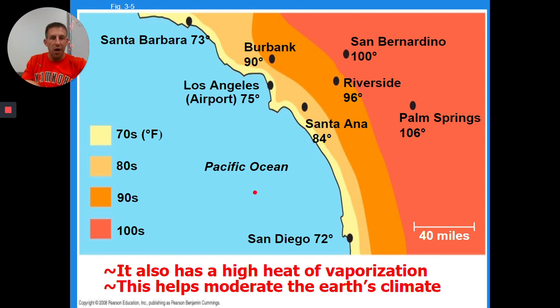Now, the other thing that's really neat about the ocean is that it moves. This is not just a stagnant body of water. There are currents, and what's going to happen is it's going to take that heat back out to the greater part of the Pacific Ocean, and get more heat from the coastline, and then take it out.